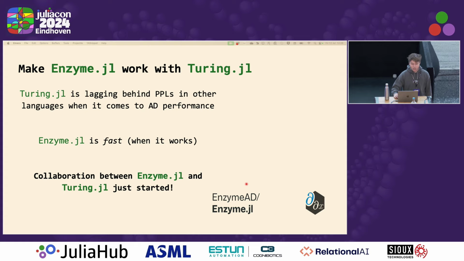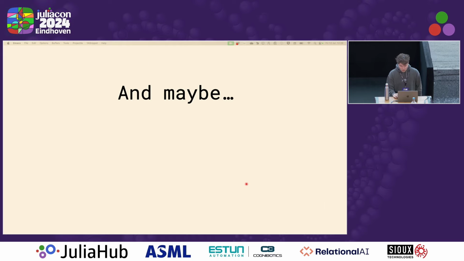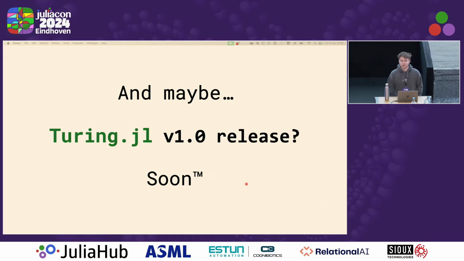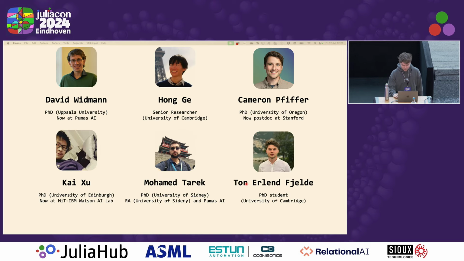And another big thing is Enzyme.jl. Most people have probably heard about it. It's fast, and we've seen that it can be quite fast when it works. So now we're working quite actively with William Moses, or Billy, to make Enzyme.jl work on arbitrary Turing.jl models. That is something we're quite excited about. And hopefully very soon, Turing.jl version 1.0 should be released. I don't want to give an exact date, but it should be fairly soon.